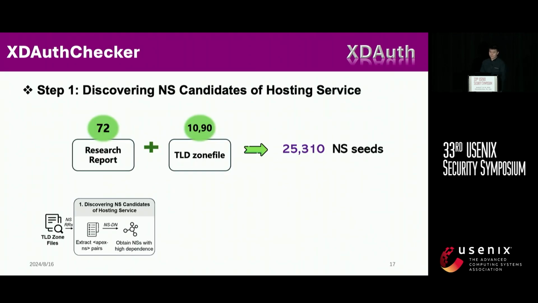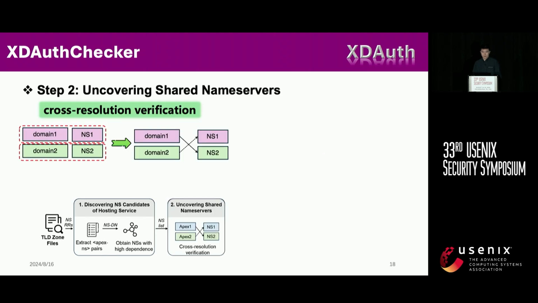So to discover servers meeting this case, we filter around 25,000 NS records from research reports and TLD zone files. We're mostly focusing on NS records that point to DNS hosting services. And for each name server and all domains associated with it, we perform a cross-check to see whether the domains can be answered by other name servers. The algorithm is essentially of quadratic complexity, so instead of running it through, we did a lot of filtering to reduce the size of queries, and you may refer to the paper for details.